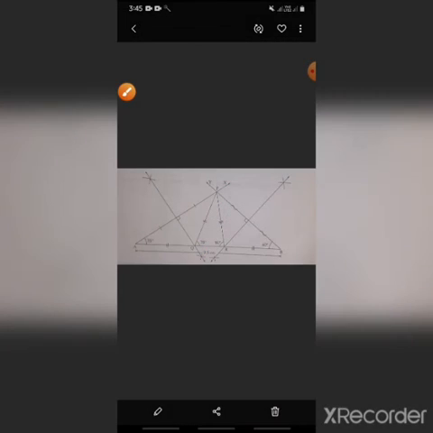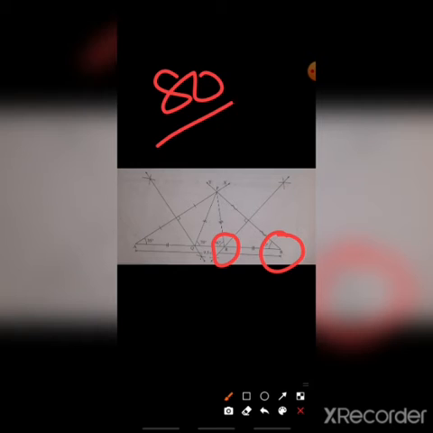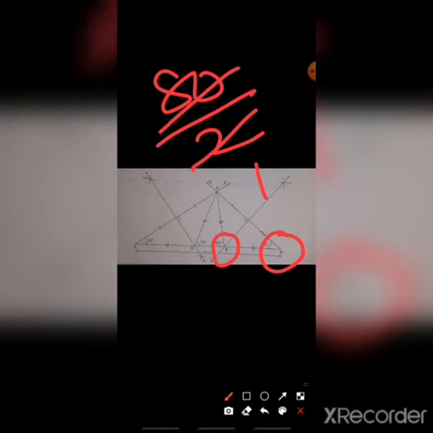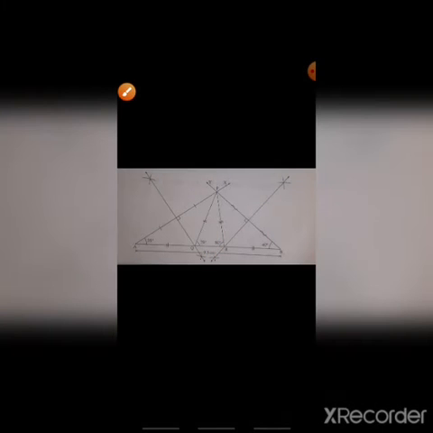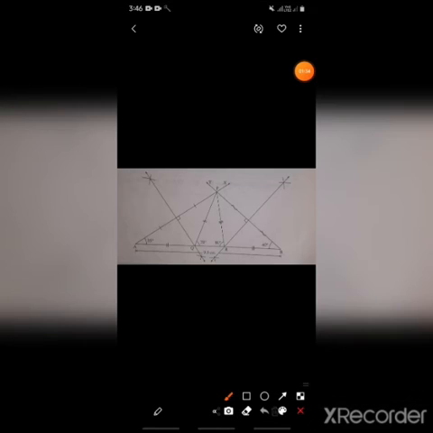Then take the other point. The other point is B. This one is 80. So half of 80: 80 divided by 2, 2 ones are 2, 2 fours are 8, and 0 as it is, we have to write that. From this point we have to take 40 degrees on this scale, that is the protractor, and draw this line.